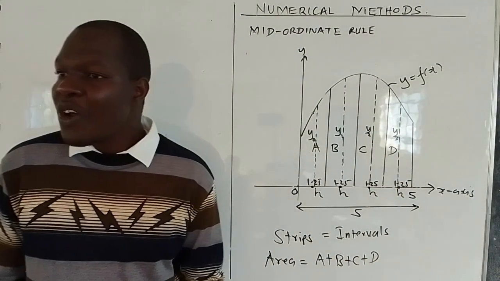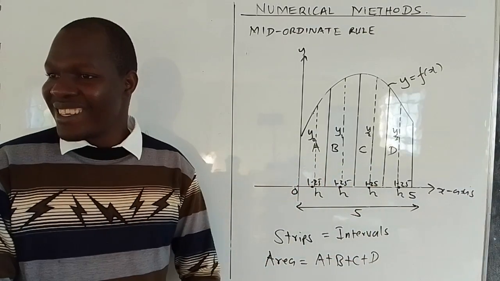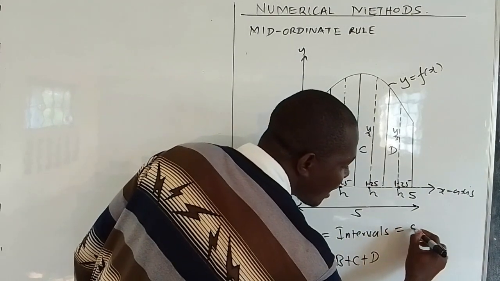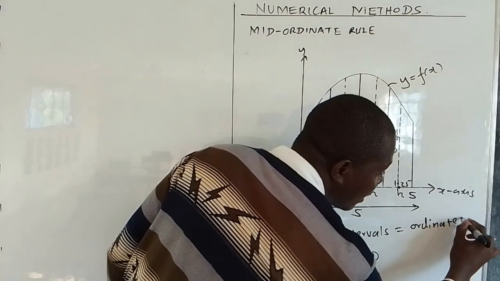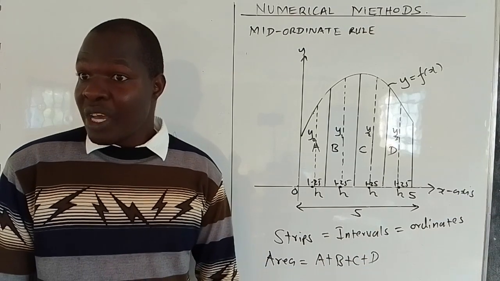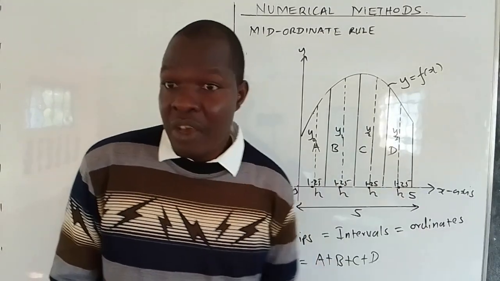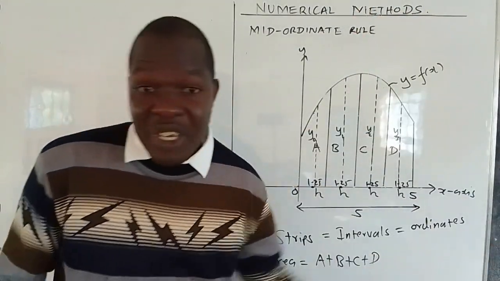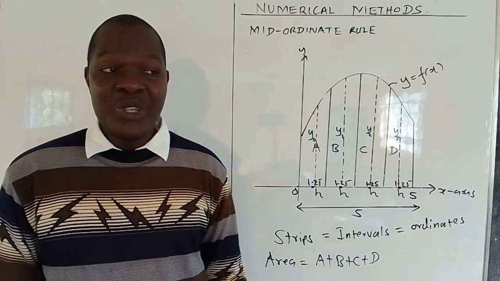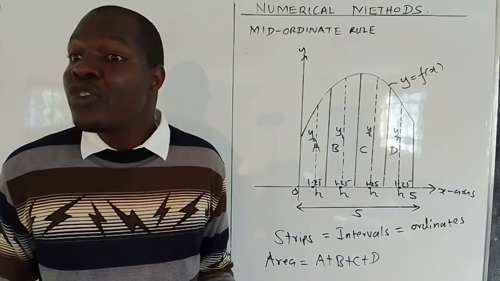So what are we saying in the mid-ordinate rule? Each and every strip has only one ordinate, isn't it? So in the mid-ordinate rule, the number of strips is the same as the number of ordinates. Are you seeing these are the critical things you have to master? Because somebody will come and tell you, using the mid-ordinate rule with 7 ordinates, find the area or evaluate this given integral. If that integral is for determining the area under a curve, you are not interested in the ordinates themselves.